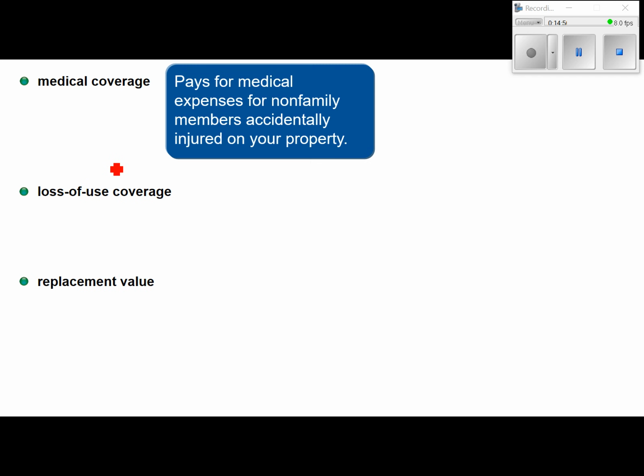Medical coverage pays for medical expenses for non-family members accidentally injured on your property. My son a few years ago got hurt on somebody else's property, and I actually used my insurance to pay for it, even though I had to pay a bunch out of pocket because we went to the wrong doctor. But we could have gone back and had the house he was at have their insurance pay for it.